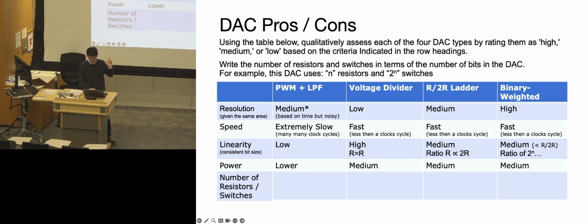I'll leave this one to you. You should know the answer. Anyone want to share their answer? So PWM is going to be low, so we get that out of the way. Given an n-bit DAC design, what's the number of resistors and switches we need for the voltage divider? Can you just shout out the answer? 2 to the power of n? Exactly. And how about the R2R and the binary weighted?